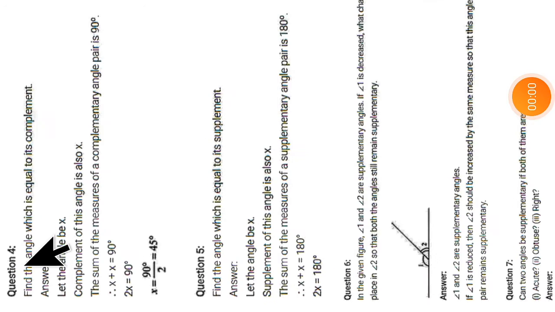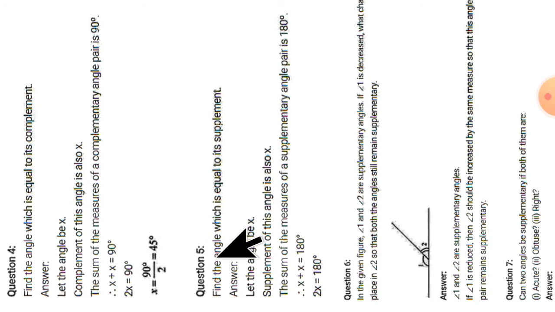Question number 4. Find the angle which is equal to its complement. Now let the angle be x. Now complement of this angle is also x because it is given the angle is equal to its complement. The sum of measures of complementary angle pair is 90 degree, that we have already studied. So this two total is 90 degree. So x plus x is 90 degree. So 2x is equal to 90 degree. So x is equal to 90 degree upon 2 equal to 45 degree. So both the angles will be of 45 degree each.